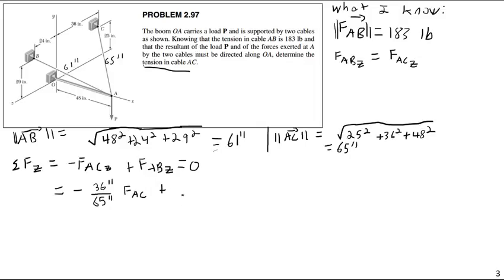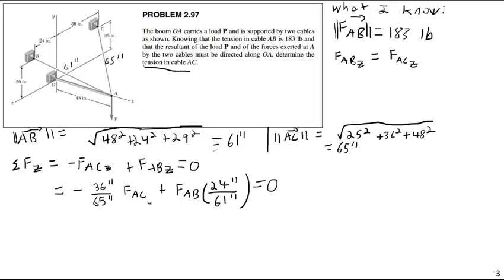Plus FAB times 24 inches over 61 inches. In other words, I am multiplying by a fraction from its geometry. I am multiplying by the z component over the overall length. I'm multiplying the force by the length in the z direction over the total length, and that will actually give me the z component of the force. And all of this is equal to 0.